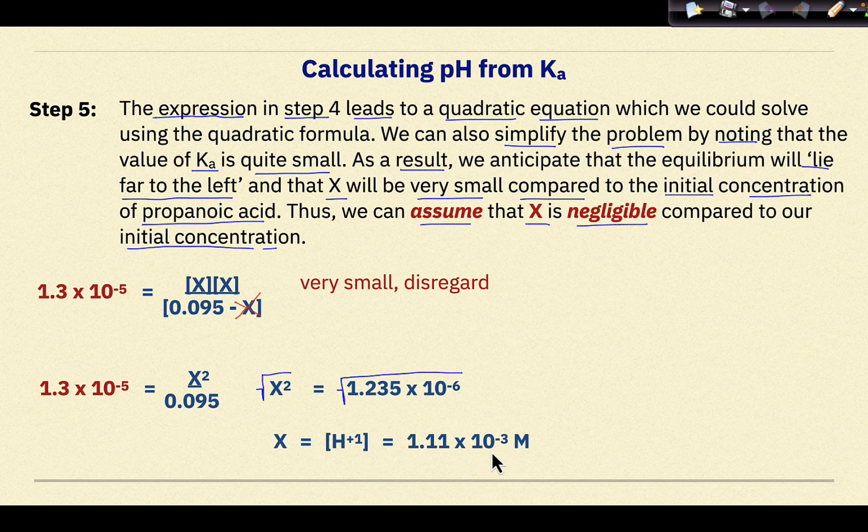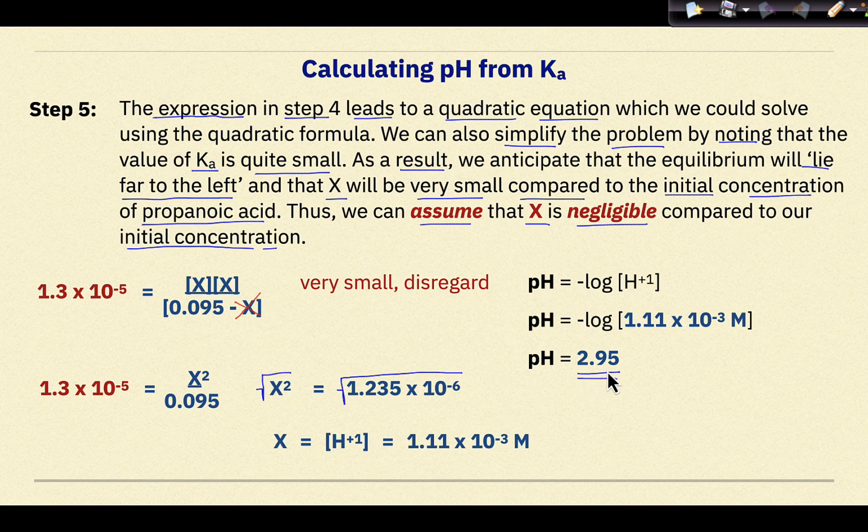From there, we can solve for pH. So we'll use the pH formula. pH is equal to the negative log of the hydrogen ion concentration. We'll plug in our value of our hydrogen ion, and then solving for pH, we find pH to be 2.95. And we can stop right there. We do not need to go back to our Rice table and complete that because we already know the value of our Ka. The whole point here was to find this pH value, which we succeeded in doing.